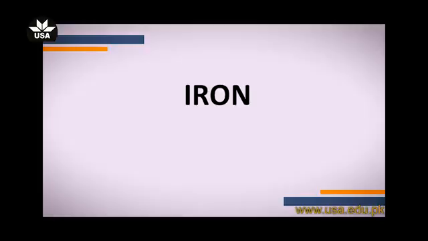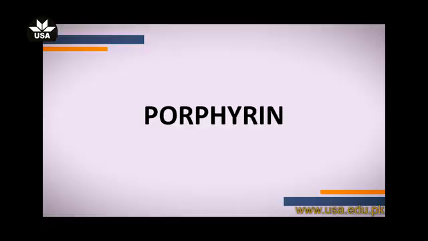Iron is normally present in the ferrous form, Fe2+. So it is an unstable and loose form, and in some abnormal conditions the iron is converted into the ferric, Fe3+ state, which is a stable form. Porphyrin. The pigment part of heme is called the porphyrin.